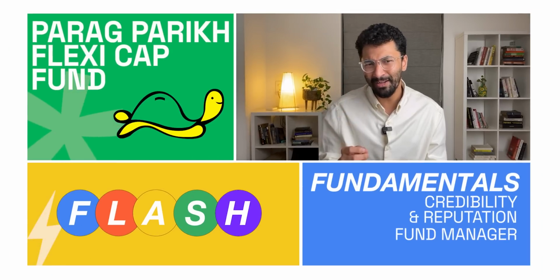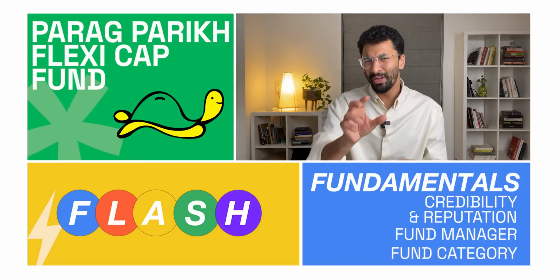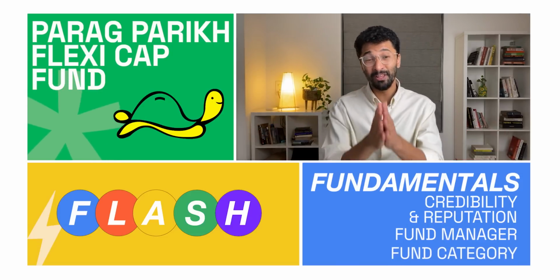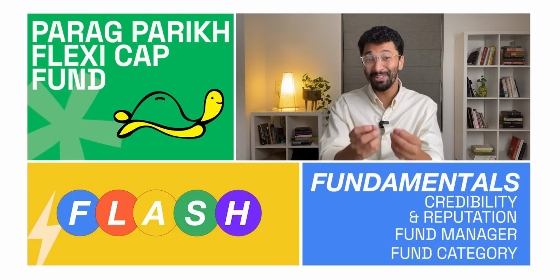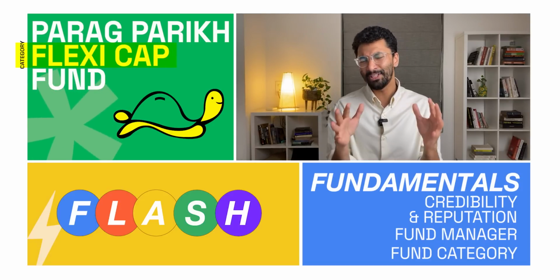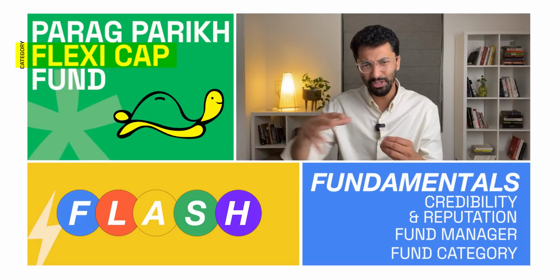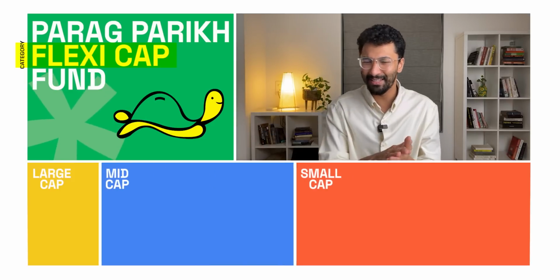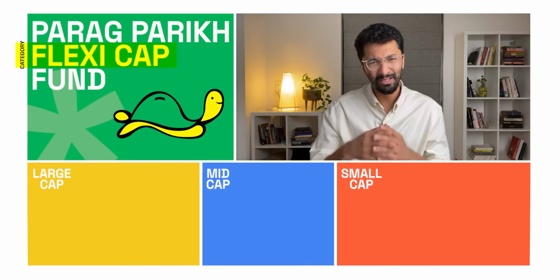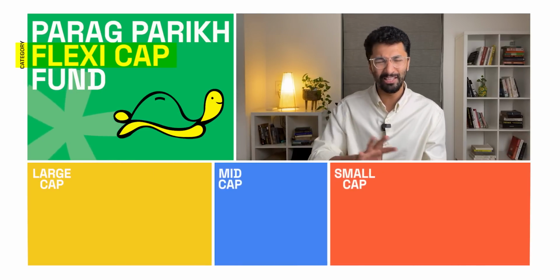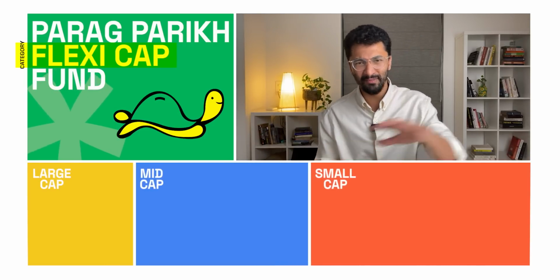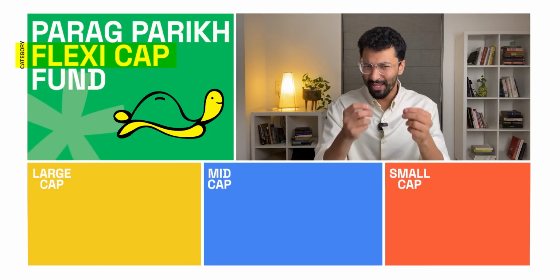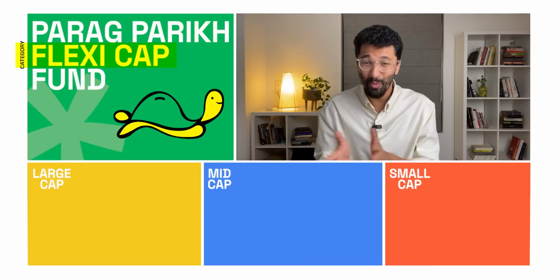And finally, within fundamentals is the fund category. Now, in the fund name, you will notice the fund category is explicitly mentioned. Like for example, in the Parag Flexi Cap, it is mentioned that it's a Flexi Cap fund. What that essentially means is that fund managers who are managing this fund can have any number of stocks in any number of the categories that are there: large cap, mid cap and small cap. There is no rule restriction where they have to only invest 20% in one or can't invest in one. There is nothing like that. There's complete fluidity.